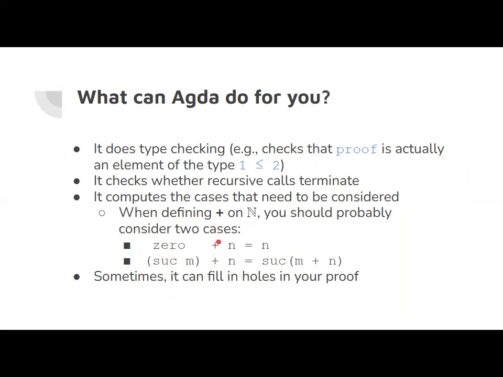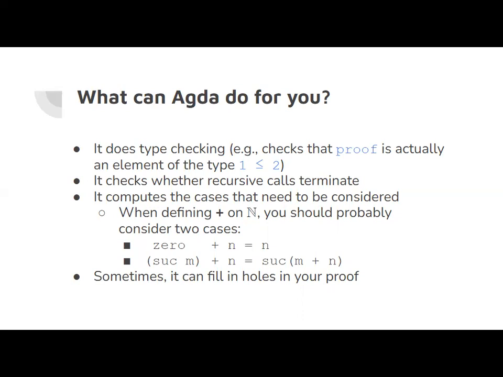Agda also computes all the cases that need to be considered when proving or defining something, because in Agda the functions need to be total, so you have to define them for all possible inputs, or for all possible values of the given data type. And sometimes, if you are unsure when writing a proof and just make a hole, like a question mark, Agda can fill in that hole. But it is not very smart in doing so.